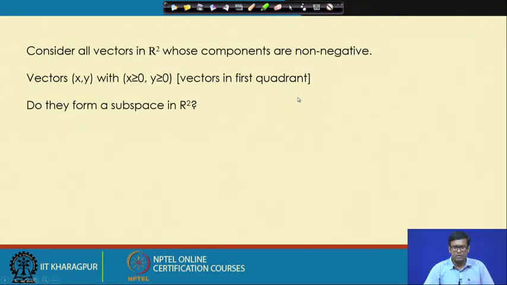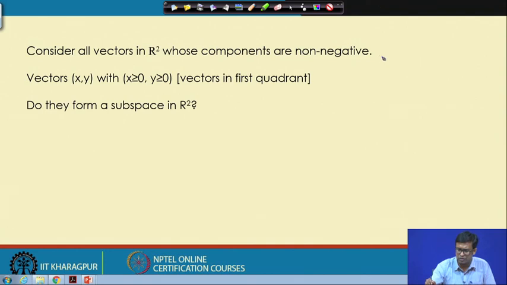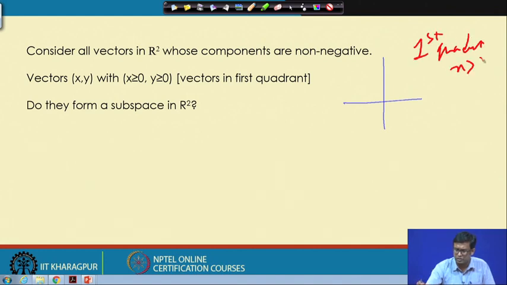Consider all vectors in R2 whose components are non-negative. Vectors with x greater than or equal to 0, y greater than or equal to 0. So, any vector in the first quadrant. We consider all the vectors that will belong to the first quadrant, x greater than or equal to 0, y greater than or equal to 0. We include the origin also by writing greater than or equal to 0. So, do all these vectors form a subspace in R2?